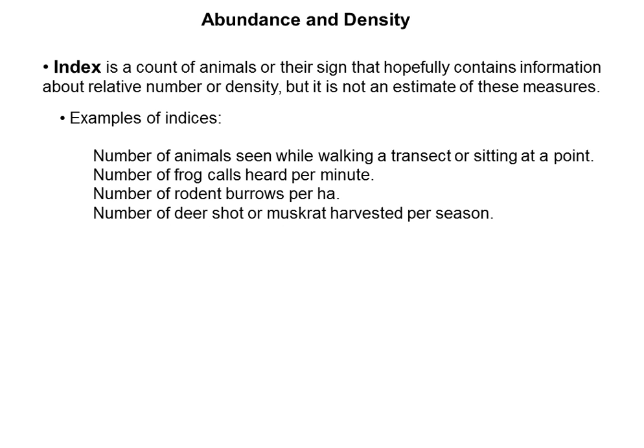An index is a count of animals or their sign that hopefully contains information about relative number or density, but it is not an estimate of these measures. Examples of an index are the number of animals seen while walking a transect or sitting at a point, number of frog calls heard per minute, number of rodent burrows per hectare, or number of deer shot or muskrat harvested per season.